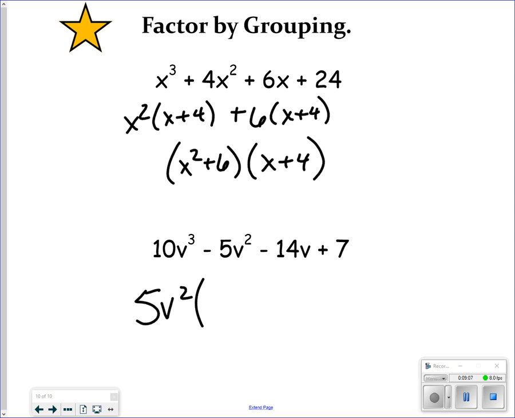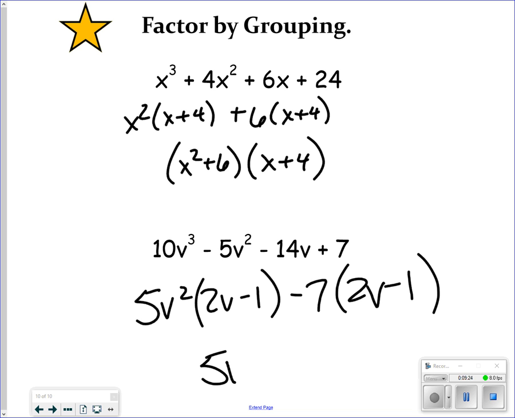Second one, 5v squared. Remember, when you take out the entire item, you have a 1 left over. So I took out a 5v squared. Second one, I need to take out a negative and a 7. So it gets you a 2v minus 1. And yes, they are the same. So group the greatest common factor and keep what's the same. That concludes the factor by grouping.